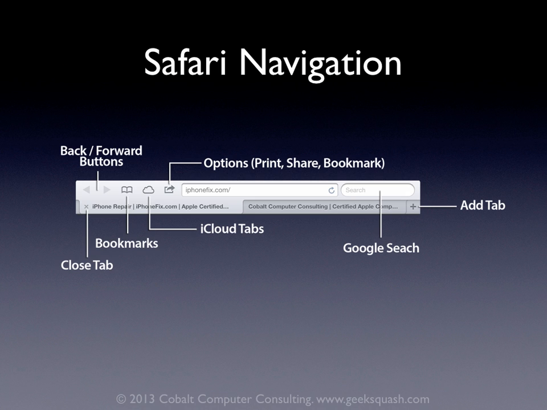This is the top of Safari. This is the navigation bar. So this goes over what all the things at the top of the Safari app are. First, you can see that there's two tabs, one that says iPhone Repair, the other that says Cobalt Computer Consulting. These are pages within each tab. So this is what I was saying before, how you've got multiple tabs instead of pages nowadays.